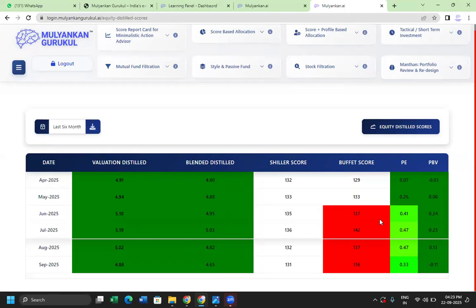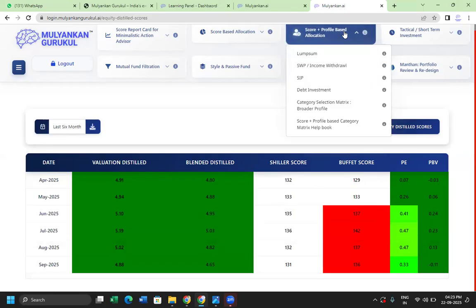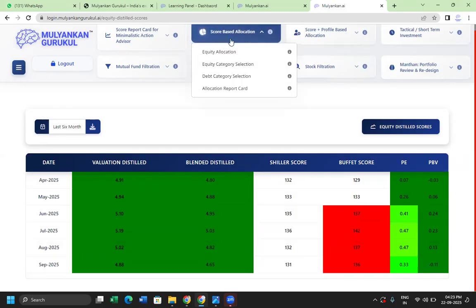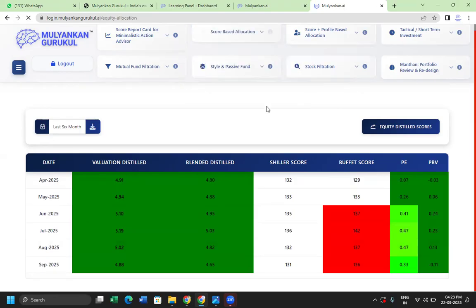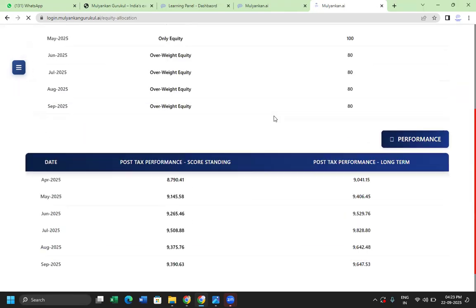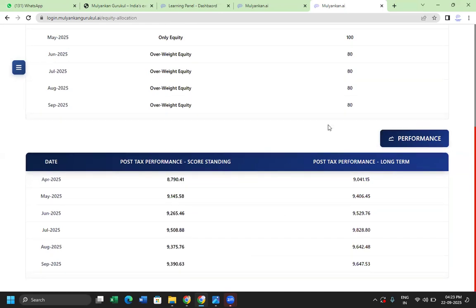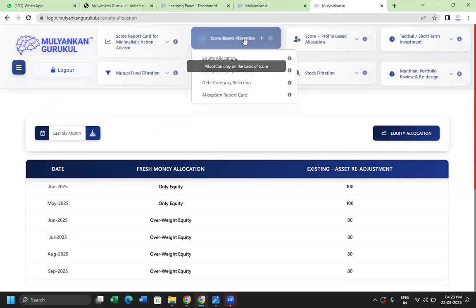Now, that will totally depend upon the score plus profile based allocation, what you need to do with respect to the score plus profile. But if you generally ask me on the business score, yes, right now it's also not the time to go 100% into equity. How much to go? So go to the score based allocation. In equity allocation, you will get this. So still it is telling you that you can go overweight into equity, but only 80 rupees into equity. That means 80% you can take directly into equity on the business score.